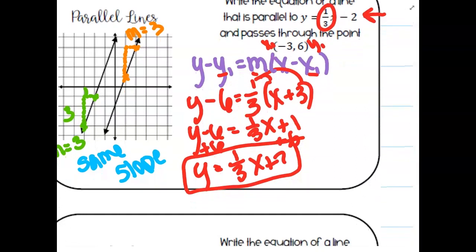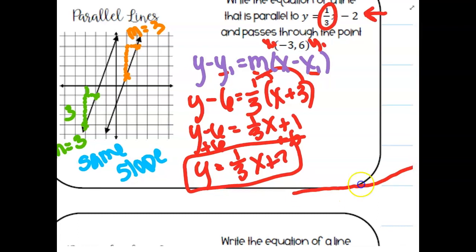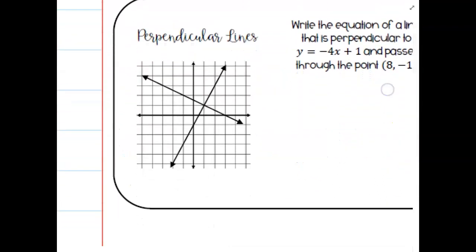Notice that without actually graphing these, I can see that this line has a slope of 1/3 and this line has a slope of 1/3. This one would cross at -2, this one would cross at +7, but they would both rise 1, run 3. They'd never cross. So that's parallel lines. That's pretty simple. Parallel lines have the same slope. Now let's talk about perpendicular lines.